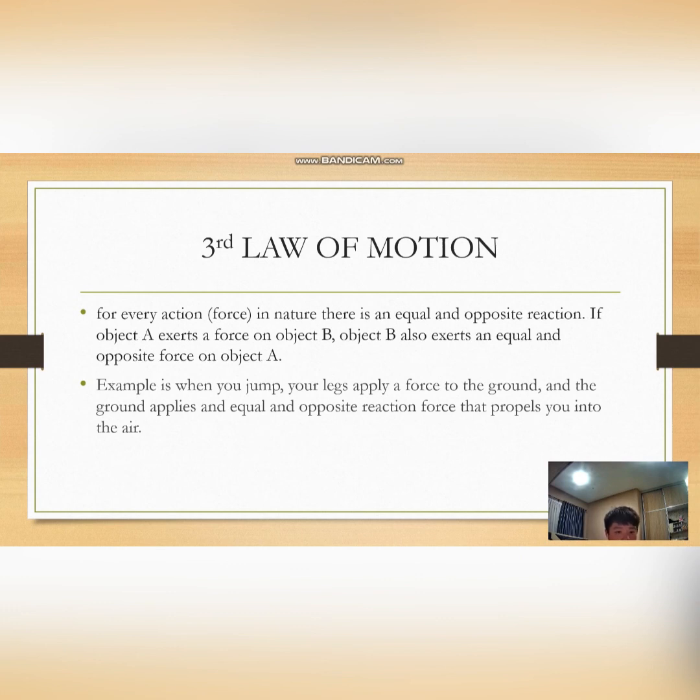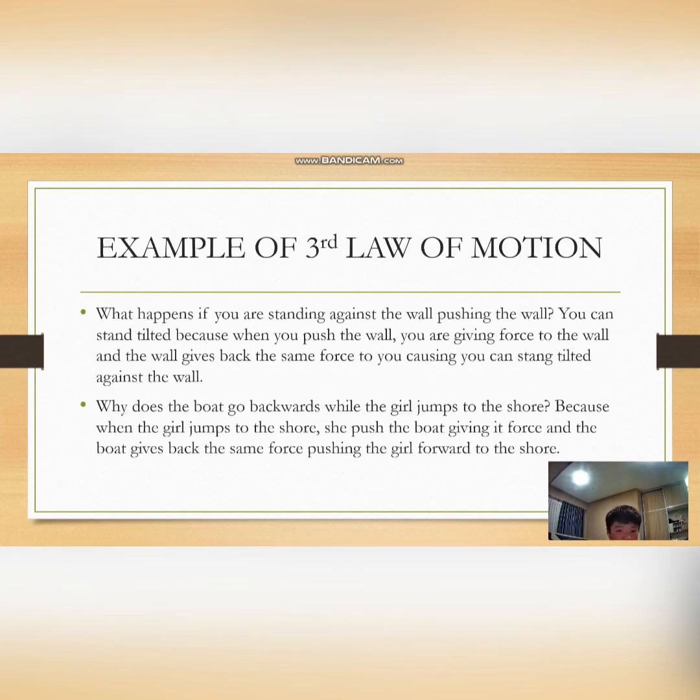Example: when you jump, your leg applies a force to the ground, and the ground applies an equal and opposite reaction force that propels you into the air. Example of the third law of motion: what happens if you are standing against the wall, pushing the wall? You can stand still because when you push the wall, you are giving force to the wall, and the wall gives back the same force to you, causing you to stand still against the wall.